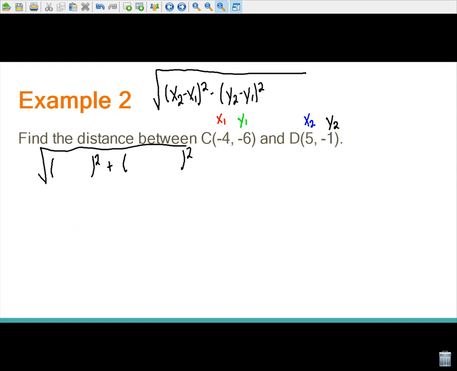So let's go ahead and use our x2, which is blue. So we're going to use our x2 here, which we said was 5. So we are going to say 5. Now we know that 5 is going to be minus something, right? We're going to do x2 minus x1. So we're going to do 5 minus our x1, which is in red.